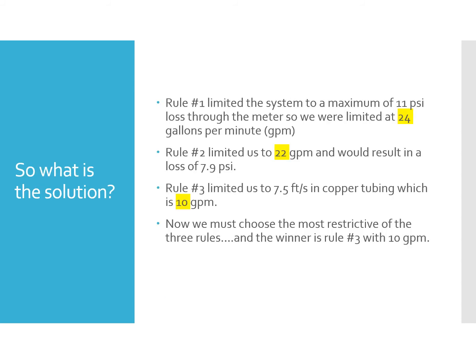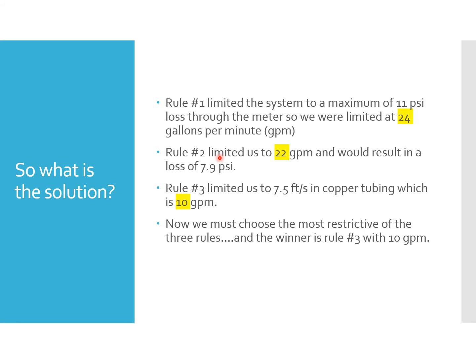Okay, so now going back over the 3 rules and the limits that they set on us and the flow rates that we came up with. Rule number 1 limited the system to a maximum of 11 psi loss through the meter, so we were limited to 24 gallons a minute. Then rule number 2 limited us to 22 gallons a minute, which would result in a loss of 7.9 psi. Rule number 3 limited us to the 7.5 feet per second in copper tubing, which led us to 10 gallons per minute. So now we have to choose the most restrictive of the 3 rules, which would be the least amount of flow.